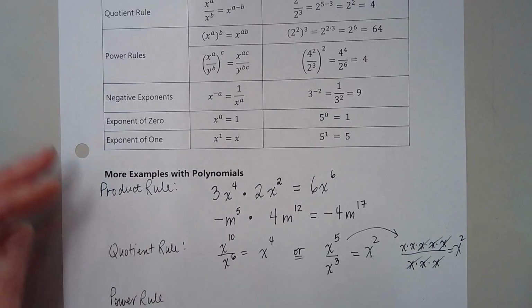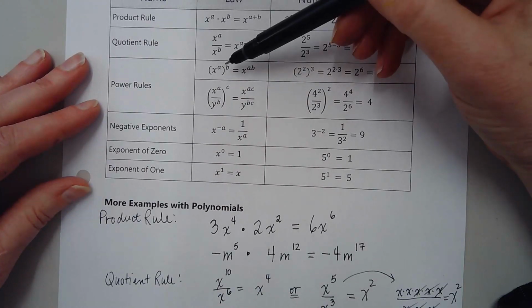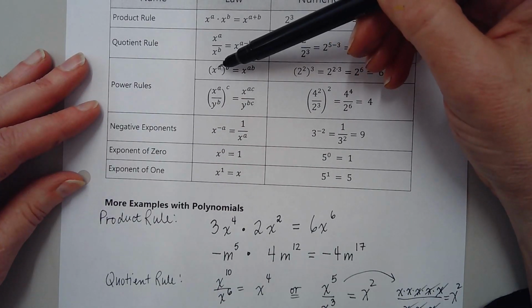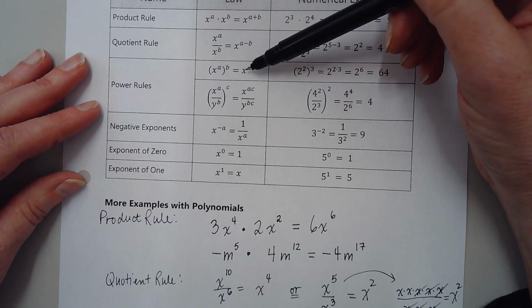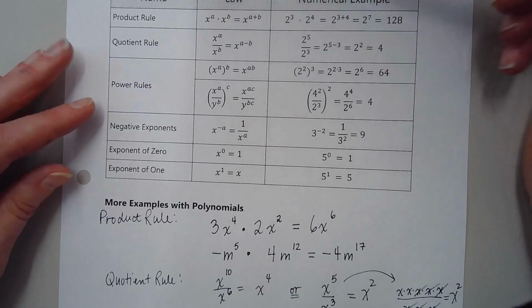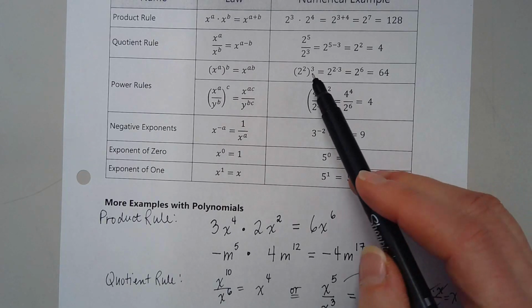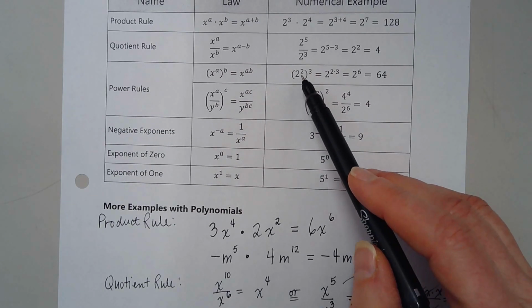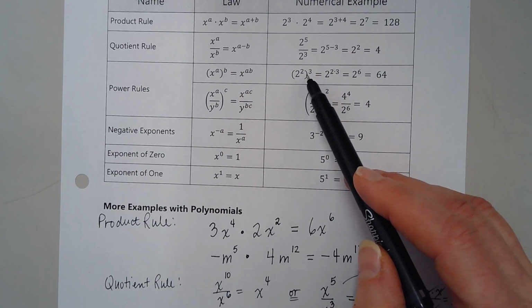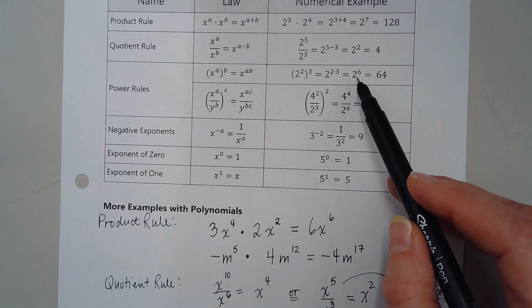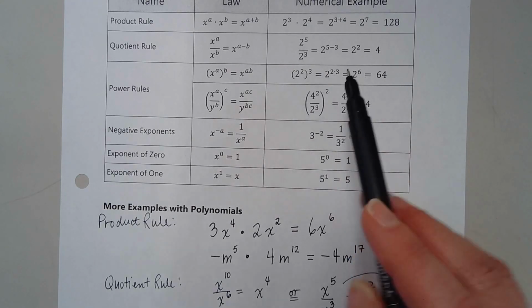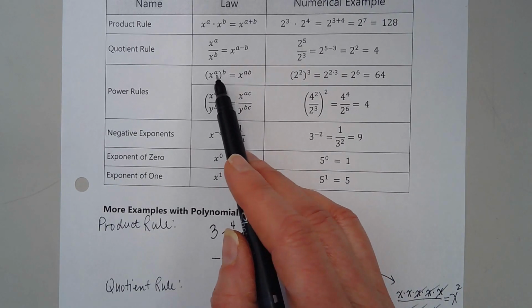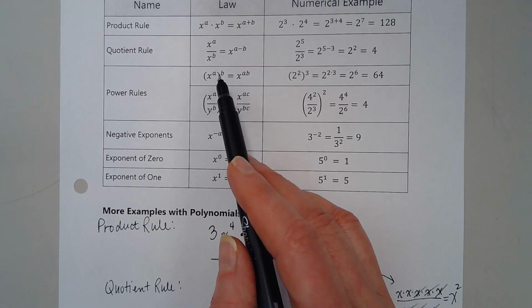What does the power rule say? The power rule says, look at this one. X to the exponent A to the exponent B is x to the A times B. So in a numerical example, 2 squared cubed simplifies to 2 to the power 6. So we multiplied the exponents together. Can you see that? When you have an exponent on top of another exponent, they get multiplied.